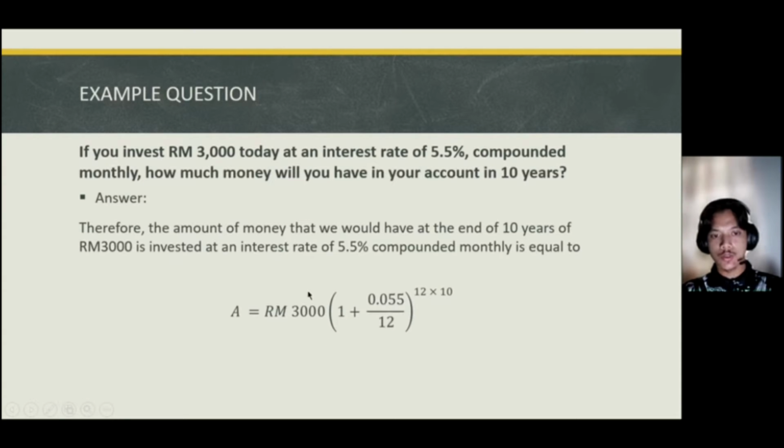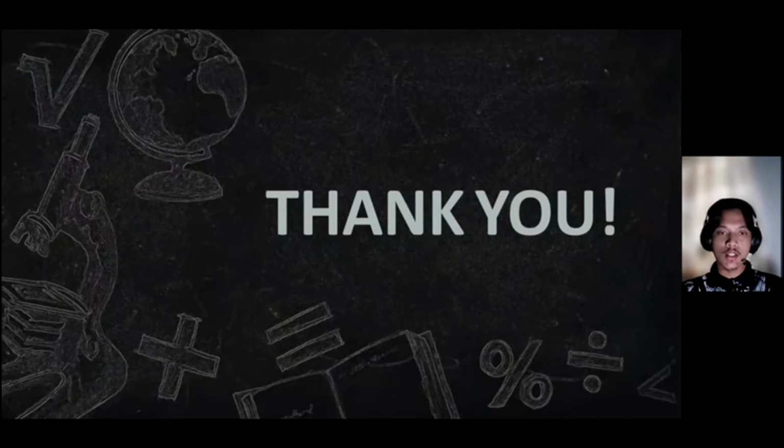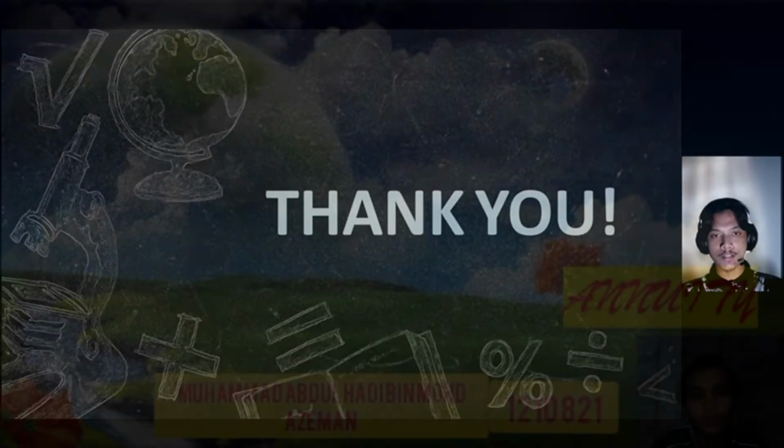So we solve this equation to get the accumulated value, that is the future value. When we calculate the equation, we get A almost equal to 5,193 ringgit and 23 cents. So this is the answer. So that's it about future value. Thank you for lending me your ears. Hope you guys stay safe and stay healthy.